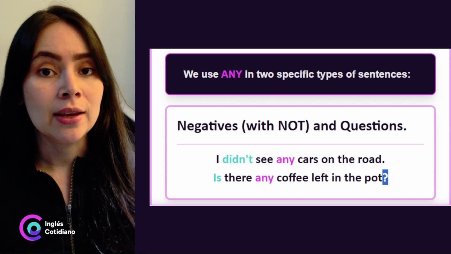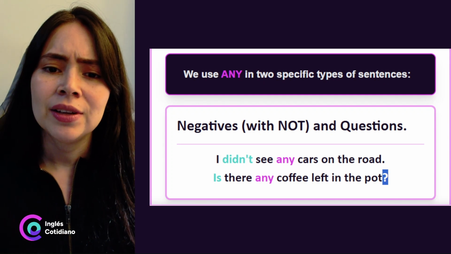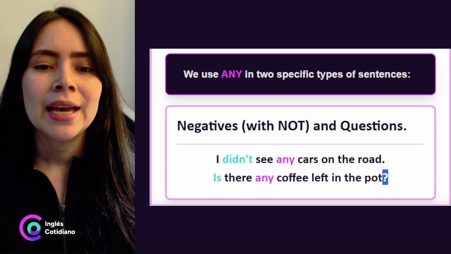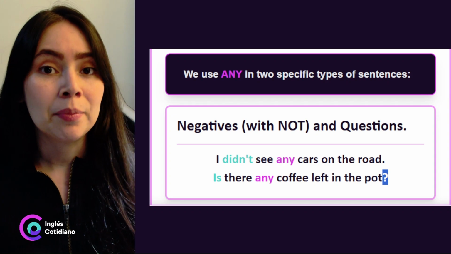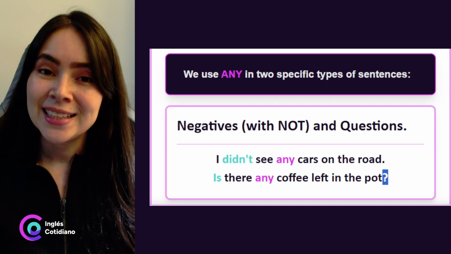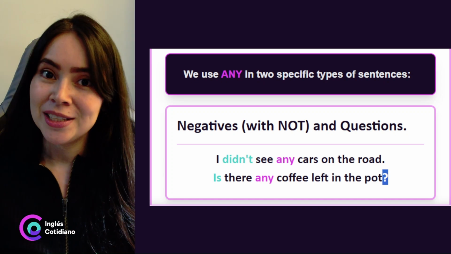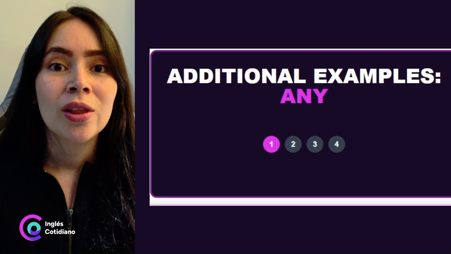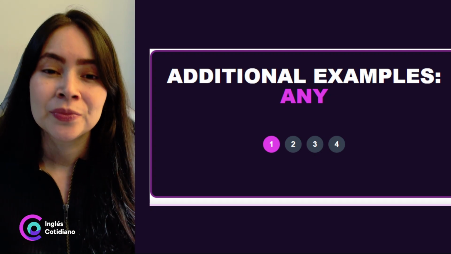And the next example is a question. It says, is there any coffee left in the pot? Let's see some more examples using this word in other different sentences. These are additional examples to understand this word better.